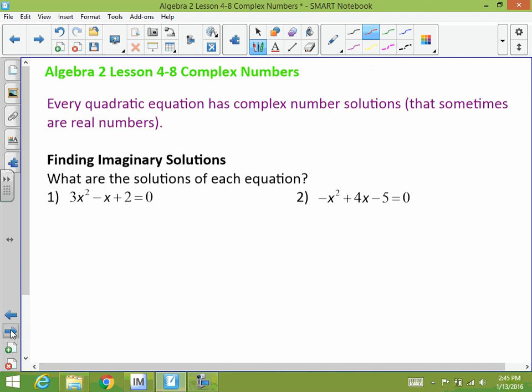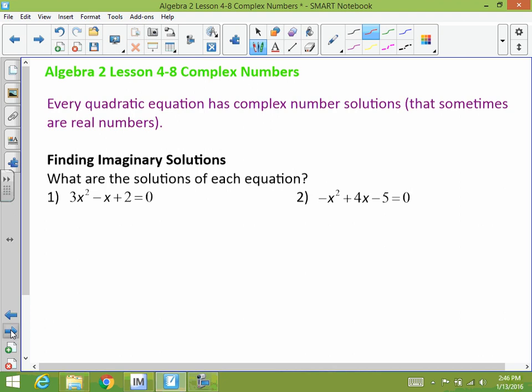Last but not least, every quadratic equation has complex number solutions that sometimes are real numbers. So we can use the quadratic formula to solve equations, and you can still get imaginary number solutions in it. Remember when we said the discriminant? In lesson 4-7, we said if the discriminant was equal to 0, it's one real number solution. If the discriminant was greater than 0, you had two real number solutions. If the discriminant was less than 0, you had two imaginary number solutions, or complex number solutions. Now we're going to deal with that. So what are the solutions of each equation?